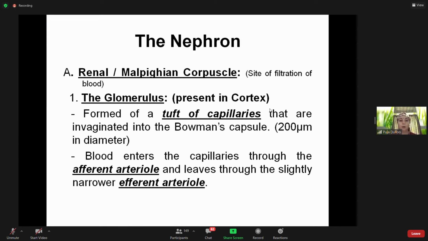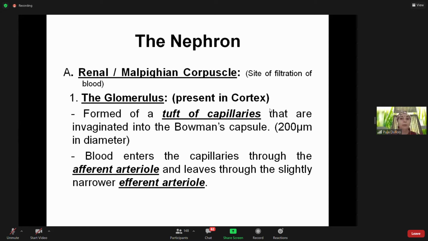We talked about this part. We initiated the components. One is the renal corpuscle, also termed the Malpighian corpuscle, and then the renal tubules. We talked briefly about the different parts of the renal tubules. Now we'll be explaining in detail about the renal corpuscle.